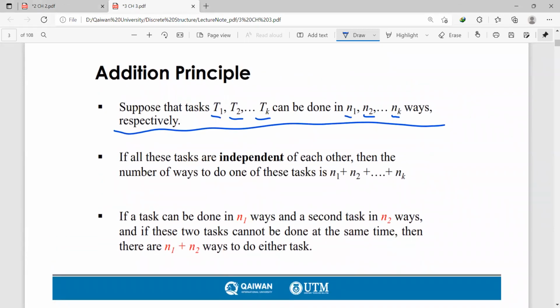We say if all tasks are independent, that means none of them depends on the other, then the number of ways to do one of these tasks is N1 plus N2 up to Nk. Here we write the sum of the ways for each of the tasks. For example, task 1 can be done in 3 ways, task 2 in 4 ways, and task 3 in 10 ways. For doing one of them, the number of ways is the sum, 3 plus 4 plus 10.